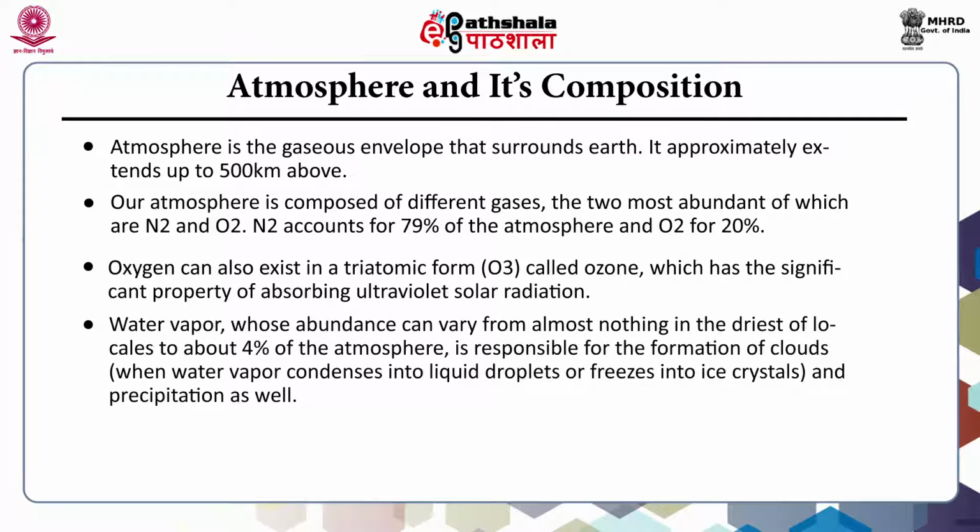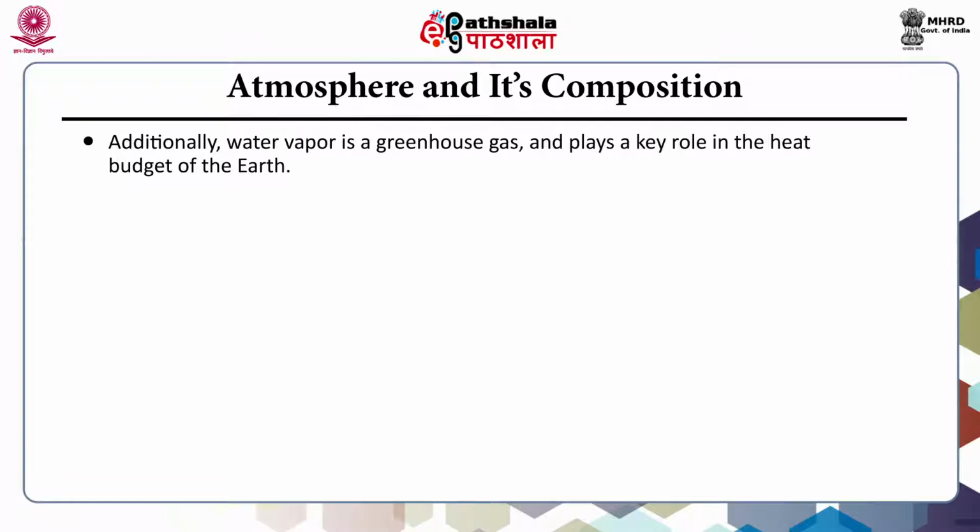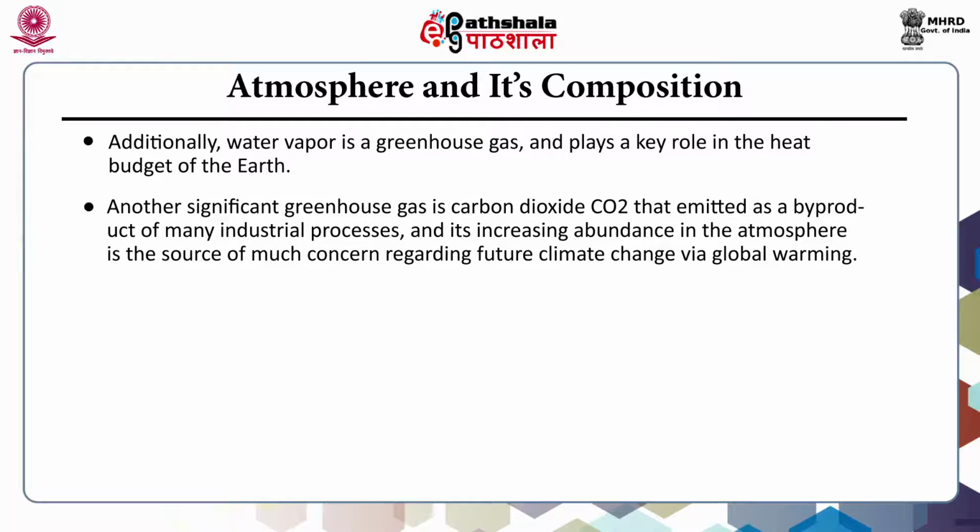Water vapor, whose abundance can vary from almost nothing in the driest of locales to about 4% of the atmosphere. It is responsible for the formation of clouds when water vapor condenses into liquid droplets or freezes into ice crystals and precipitation. Additionally, water vapor is a greenhouse gas and it plays a key role in the heat budget of the Earth. Another significant greenhouse gas is carbon dioxide, emitted as a byproduct of many industrial processes, and its increasing abundance in the atmosphere is the source of much concern regarding future climate change through global warming.